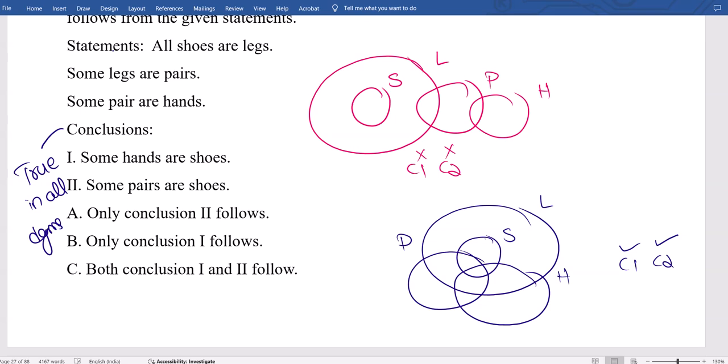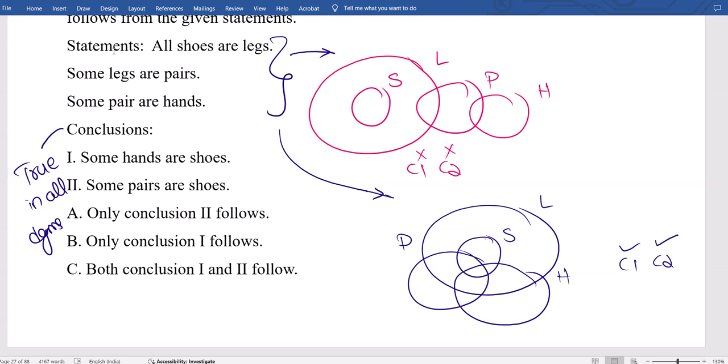How are you drawing the diagram? Satisfying the given statement, you can draw many diagrams. I'm showing only two here. You can draw many more, but satisfy the given statement. Look into this diagram: is the statement satisfied or not? All shoes are legs. Some legs are pairs. Here some part of legs are pairs. Some part of pairs are hands. Here also some part of pairs are hands. Some part of leg is pair. All shoes are legs. Yes.